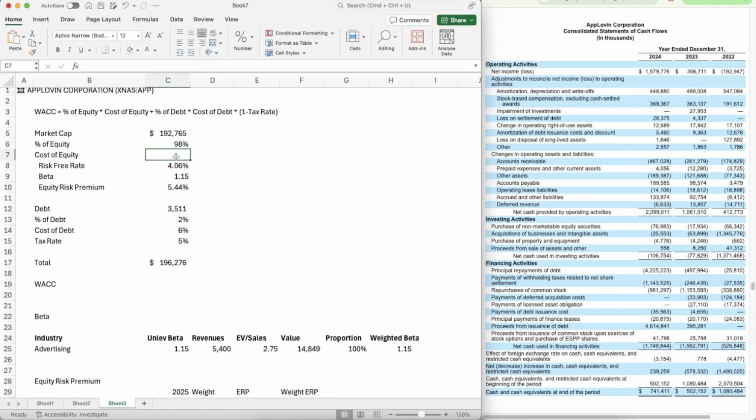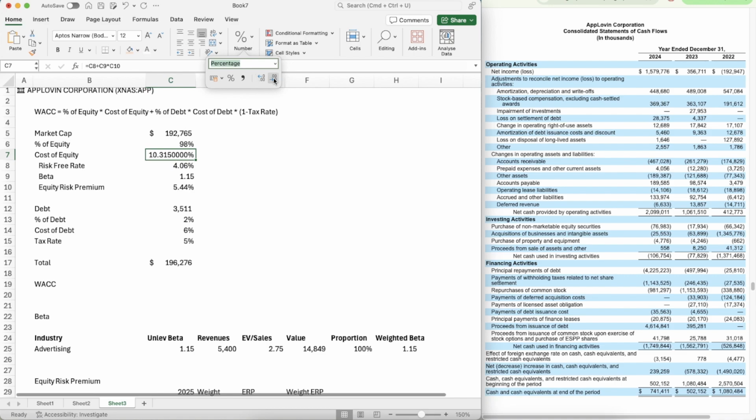There we go. And your cost of equity is now your risk-free rate. I'll type it out. So cost of equity equals risk-free rate plus your beta multiplied by your equity risk premium. So risk-free rate plus your beta multiplied by your equity risk premium, and that gives us 10.31, well, 10.32 percent. Let's just format it.